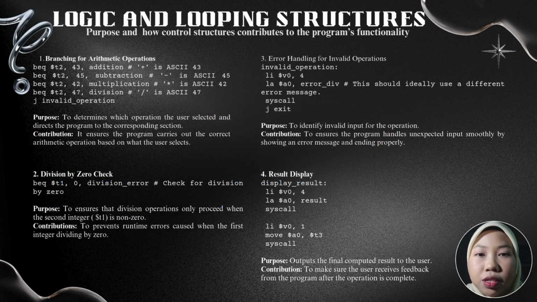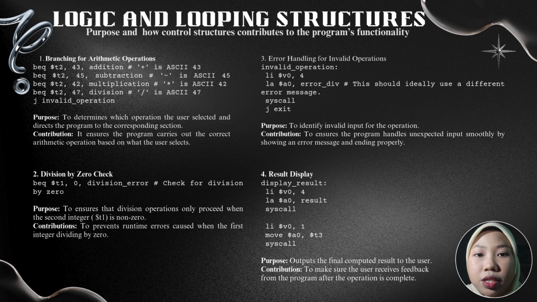Purpose and how control structures contribute to the program functionality. The first one is branching for arithmetic operations. The purpose is to determine which operation the user selected and direct the program to the corresponding section. It ensures the program carries out the correct arithmetic operation based on what the user selects.